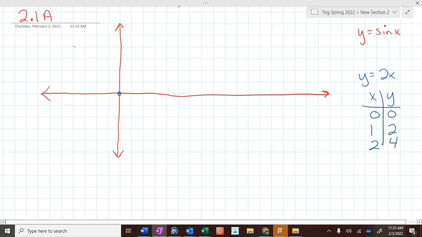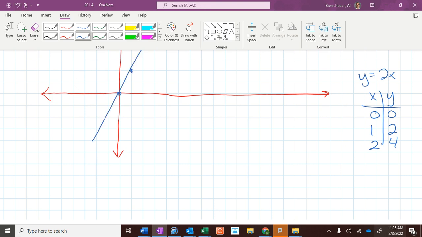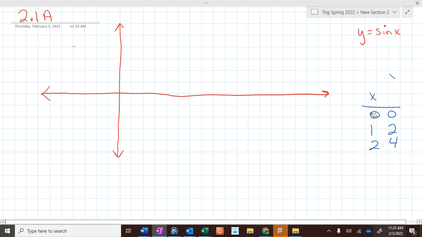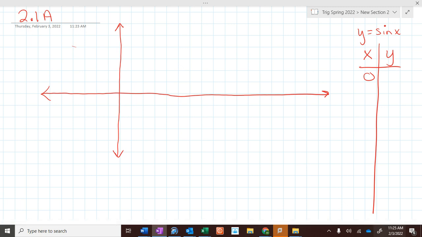Okay? Okay, so I'm going to get rid of this. Now we're going to graph y equals sine of x. When x is 0, what's the sine of 0 on your unit circle in radians? 0. Yeah, we're going to use radians, not degrees.